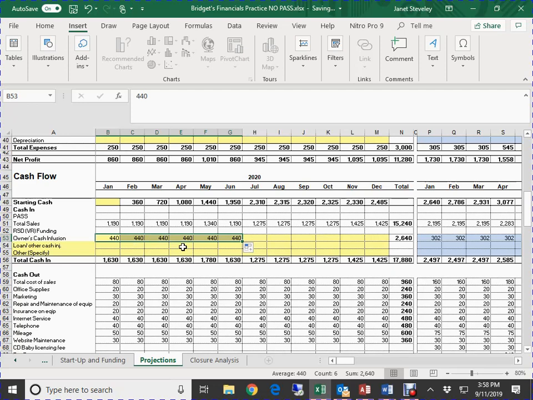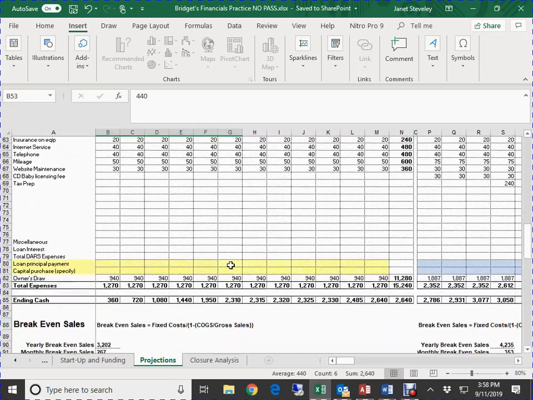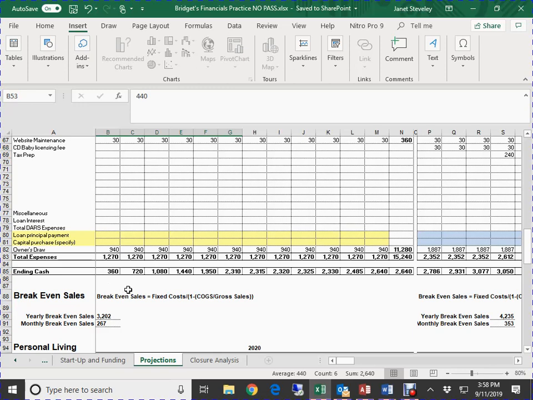So to make the ending cash correct, I need to add that back in. And by doing that, I'm going to scroll down again to ending cash. You'll see that Bridget is now cash flow positive. Yay! And she's accumulating operating cash in her business account that will help her reach the successful closure for VR.